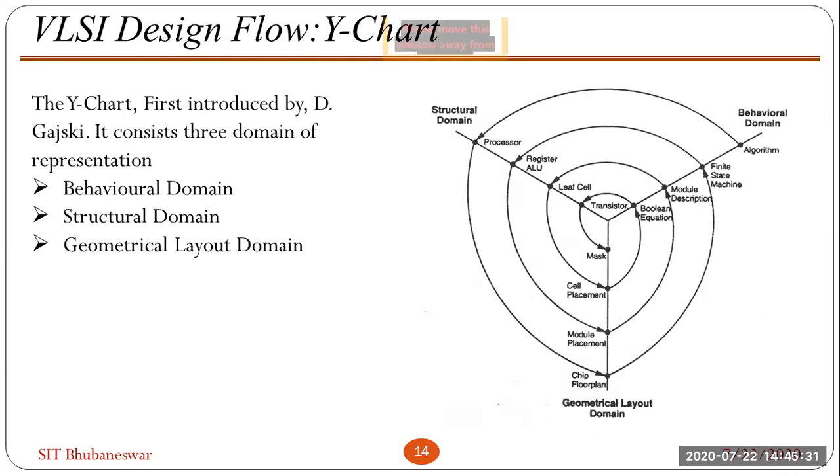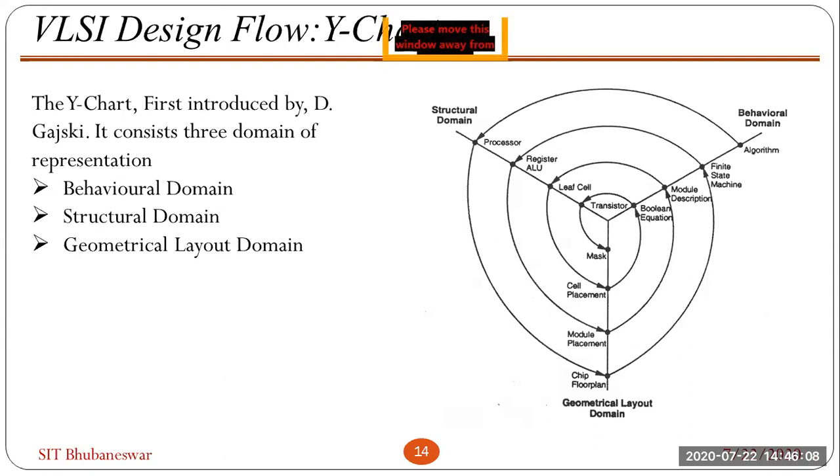Similarly, in the geometrical domain, the top level is nothing but the floor plan. It means what the chip size is, what the pins will be, and on which side you will place the pins. What will the blocks be, and where you will put the blocks. Suppose a PLL is there: where will you put the PLL, the ADC, the power management block, some RF block? All these things at the top geometrical level are called the chip floor plan.